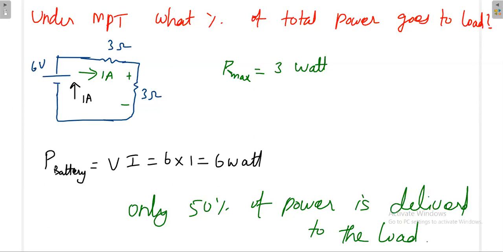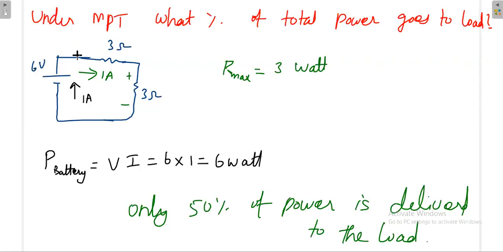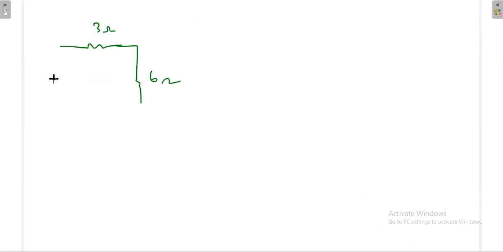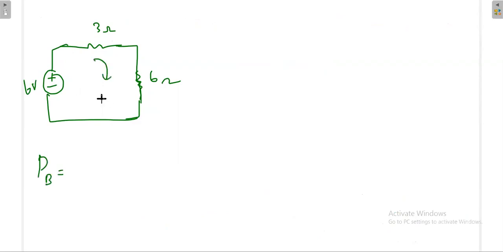Now, instead of 3 ohm, I can choose 6 ohm. Now this is 6 volt. Now I am not operating under the maximum power transfer theorem, I am with something else. What is the power delivered by the battery? First you should know the current. The current here is 6 divided by 9, that is 2 by 3 ampere.